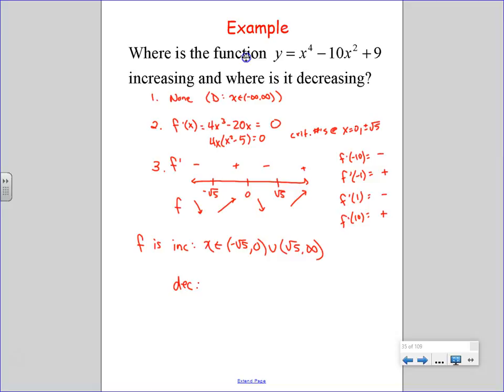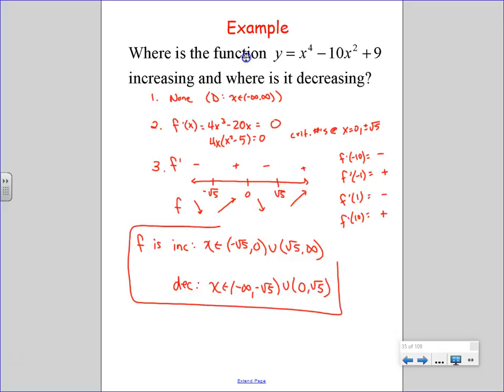How do you know that? Because you look and say, hey, once increasing, always increasing on the interval split up by critical numbers and discontinuities. These are the only places it can change. So if I do one test value, it's true for the whole interval. And decreasing is going to be the other one, because x is within negative infinity to negative root 5 or 0 to root 5.